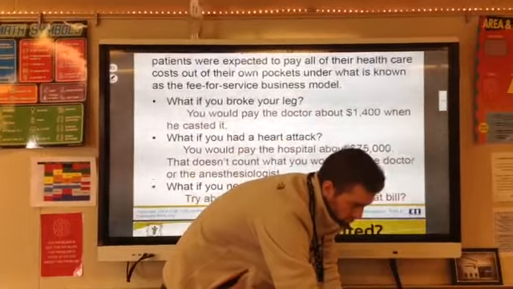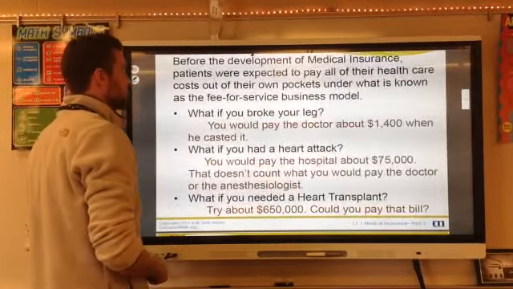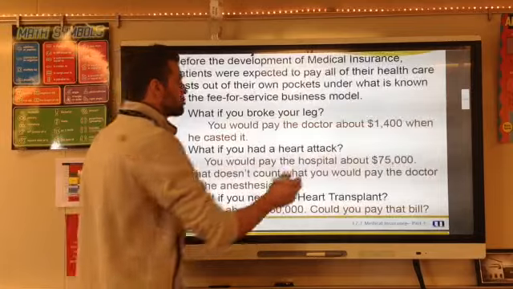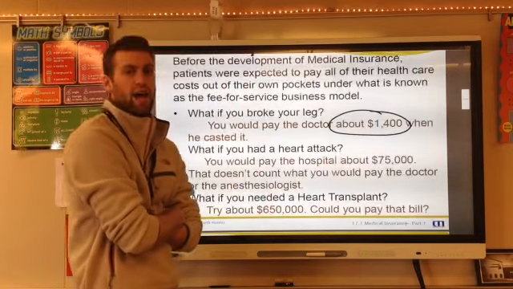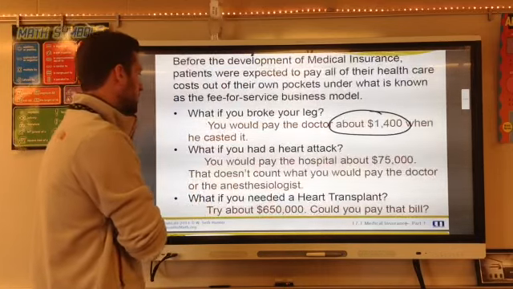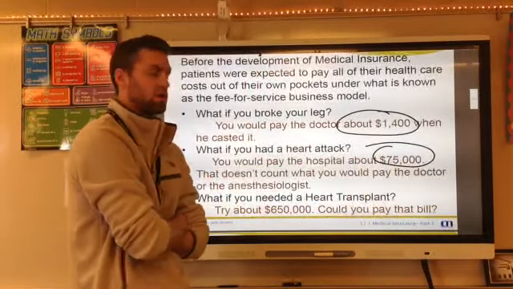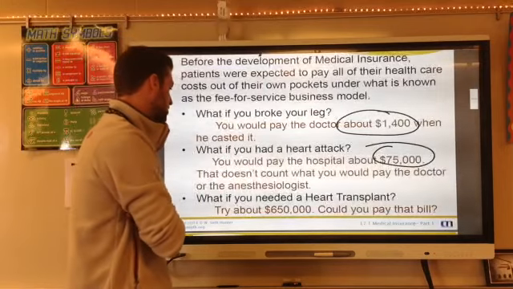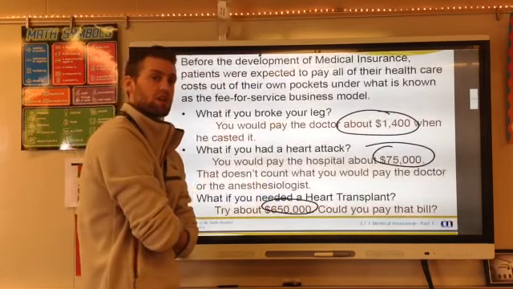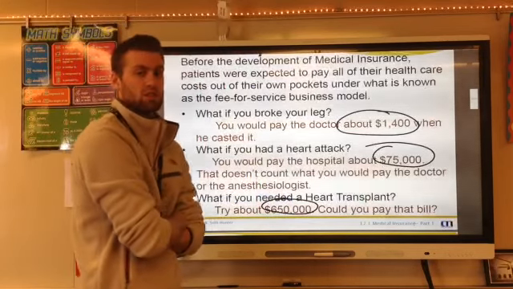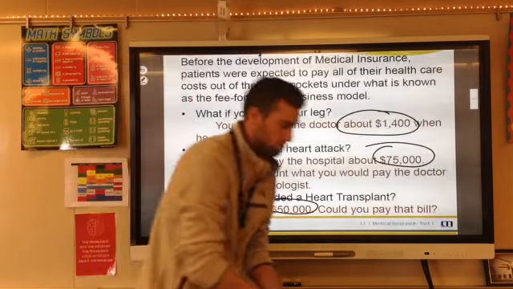Why was it invented? We're still talking about that. Here are some of the costs that you would have to pay out of your pocket. If you broke your leg, about $1,400 just to put a cast on it. Heart attack, $75,000, just the hospital bill to be there. Heart transplant, $650,000 if you needed one. Obviously, none of us can probably afford that. That's where medical insurance comes into play.